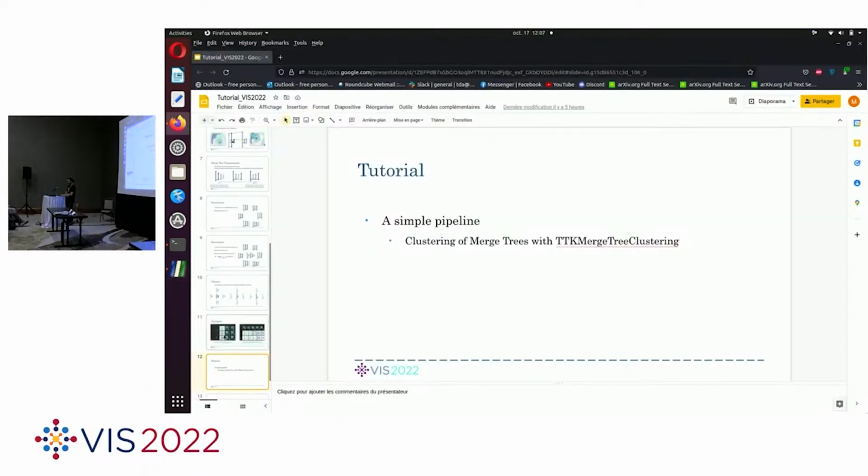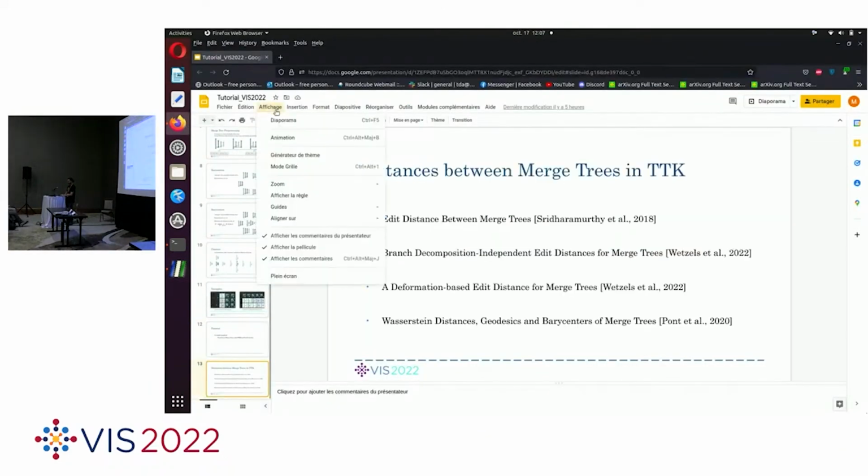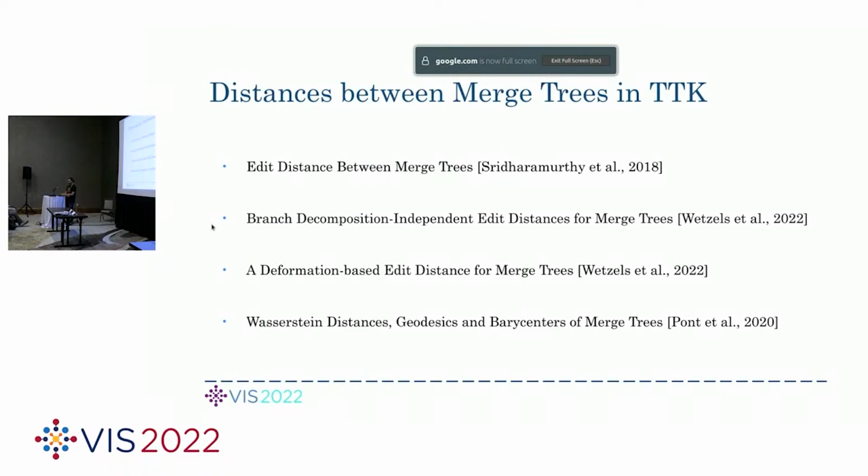Before ending this tutorial, I would just say one more word: in TTK we have other distances between mesh trees. We have the edit distance of Schroeder-Murty et al. In perhaps a few days, we will have the branch mapping distance and the path mapping distance of Wetzel et al. And we also have the Wasserstein distance that I presented today.